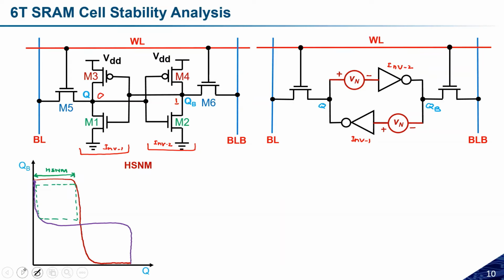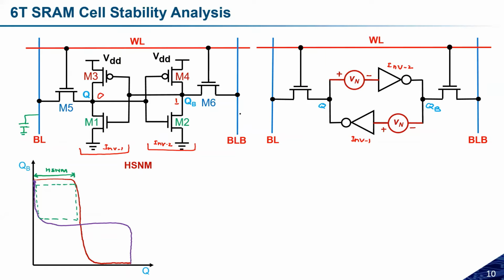I just told you the read stability is very low. This is only because there is a voltage division between the access transistor and the driver transistor during read operation. If I'm reading the data from the memory, the bitline capacitors we have over here are charged, and based on the logic stored at Q and QB, this bitline capacitor will either discharge or remain the same.